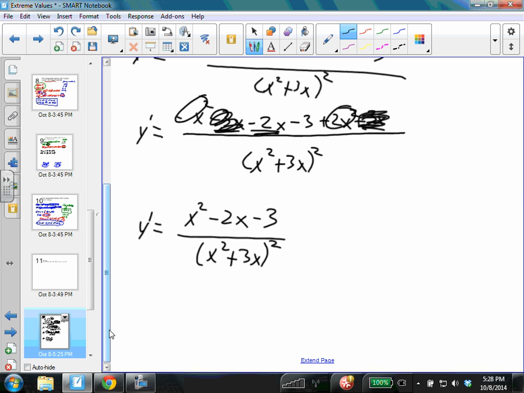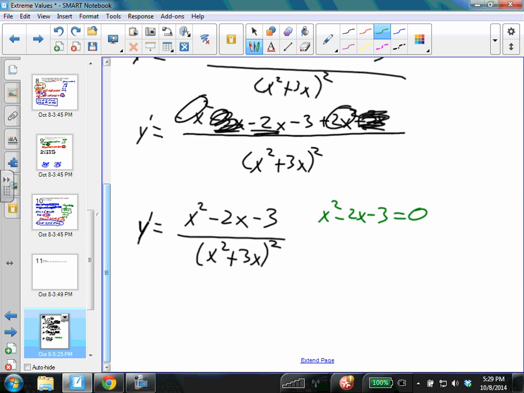And so now we're looking for these critical points. Our two options are for the derivative to equal 0 or for the derivative to not exist. And here's the nice thing about fractions. If a fraction is going to equal 0, what's on bottom doesn't matter. What's important is that the top is equal to 0. So x squared minus 2x minus 3 is equal to 0.